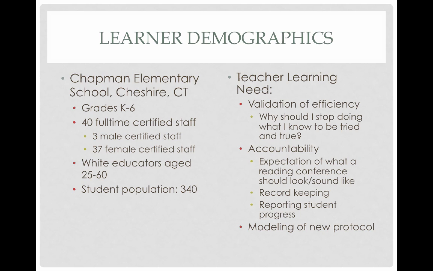Learner demographics. Chapman School is an elementary school in Cheshire, Connecticut, where grades K through 6 are housed. Currently, there are 40 full-time certified staff, 3 male, 37 female. Educators are predominantly white and aged 25 to 60. The student population is 340.